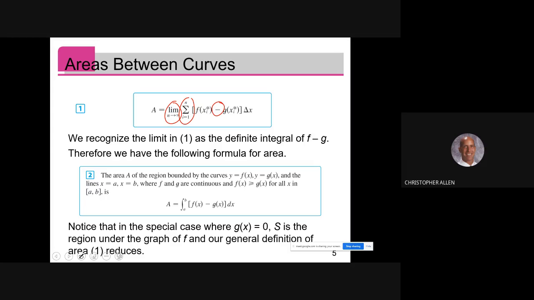In fact, this is the big idea for today. The area A of a region bounded by the curves f and g, starting at point A and going to point B, assuming that they're both continuous, and assuming that the f function is above the g function. That's what greater than or equal to means.